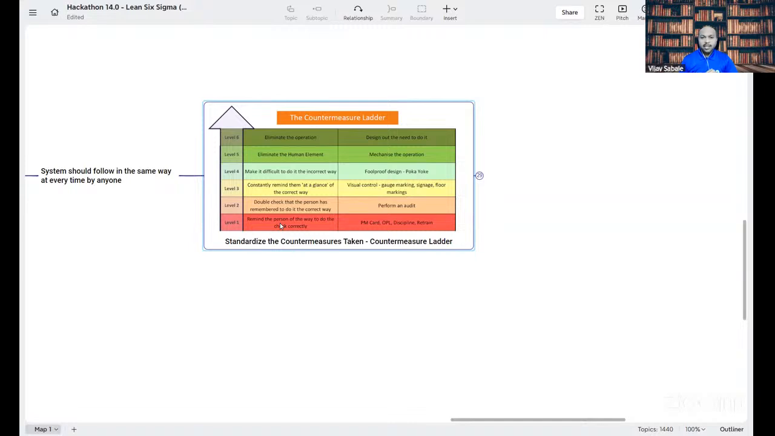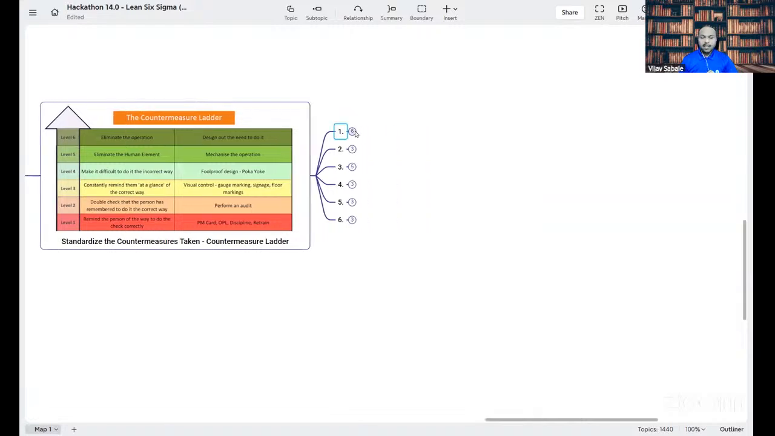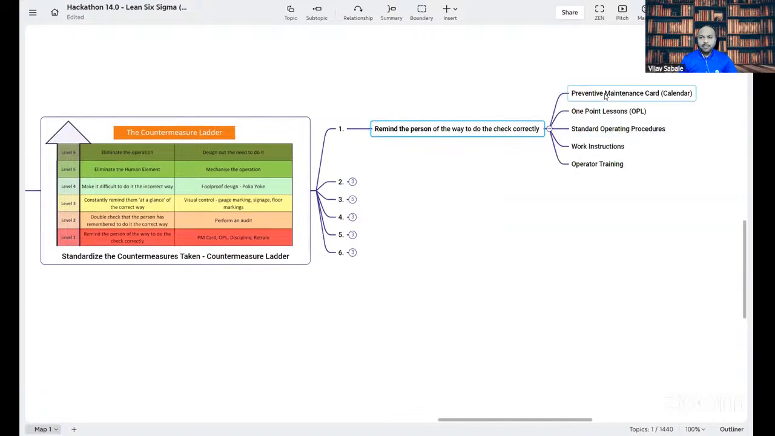For example, if you go into more detail, let's take an example here. Level 1 talks about reminding the person of the way to do the check correctly, right? So instead of having a system, we are depending on the man and we are reminding that person regularly to do the task correctly, right? The examples of this include the preventive maintenance card, 1-point lessons, standard operating procedures, work instructions, and operator training. If you ask the simple question here, by having the level 1 countermeasure, is it going to solve the problem?